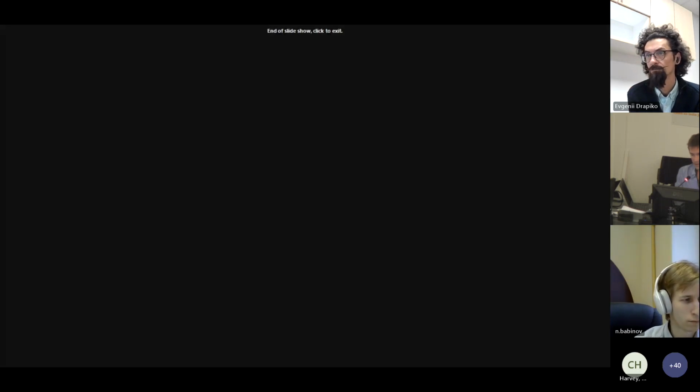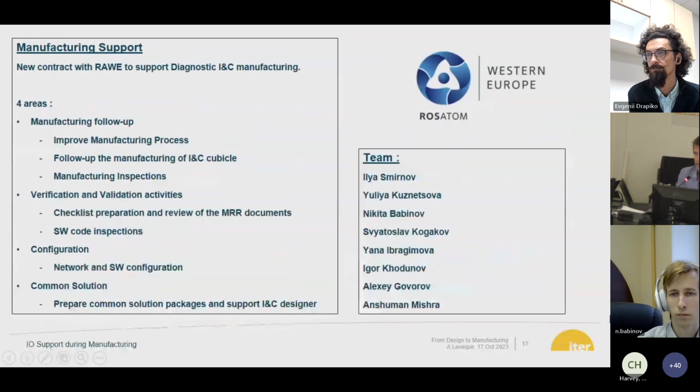Okay, sorry. I had just two last slides to inform you about a new contract that we have with RAVE, which is Rosatom Western Europe, to support I/O during the diagnostic INC manufacturing. So they have 4 areas where they are supporting us.